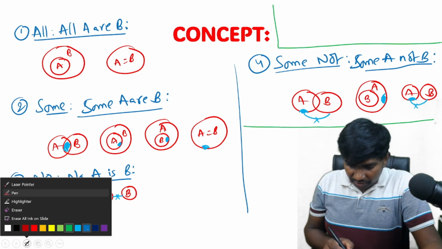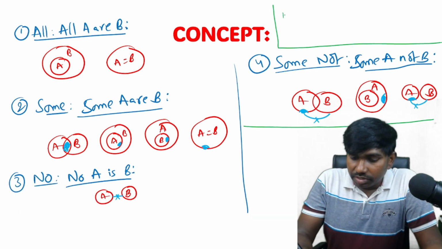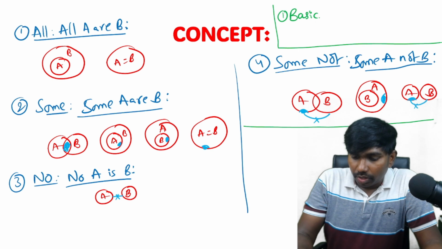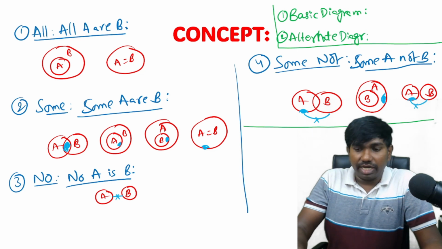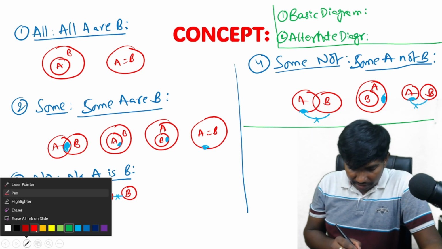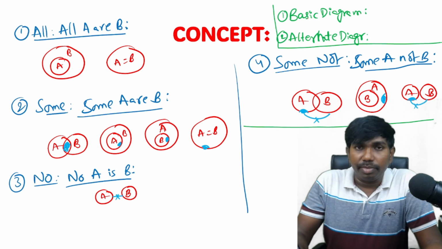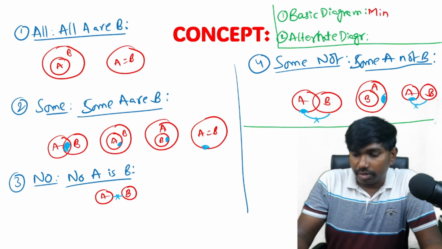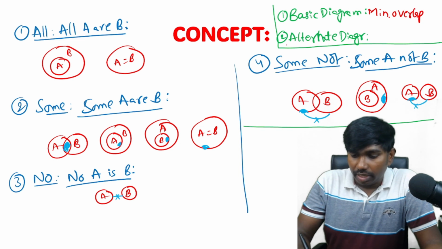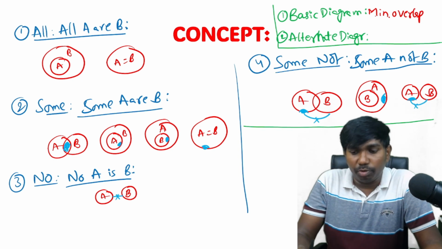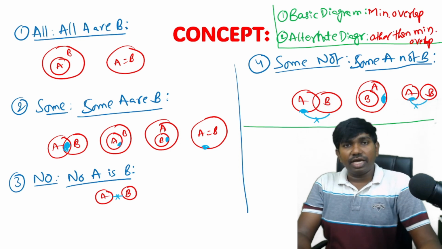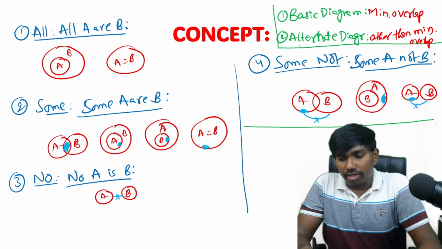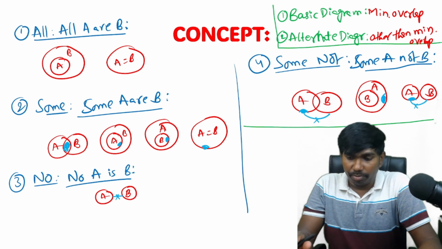Here we have two types of diagrams. One is the basic diagram, and the rest are alternate diagrams. So what is a basic diagram? The basic diagram is the minimum overlapping diagram. And what is an alternate diagram? Other than the minimum overlapping diagram. So the basic diagram is the minimum overlapping diagram, and the alternate diagram is other than the minimum overlapping diagram.